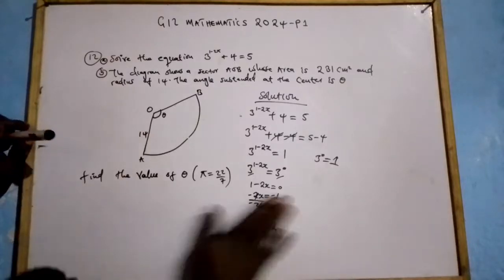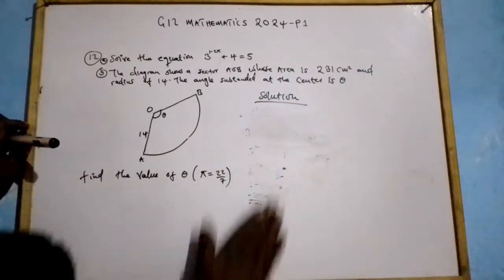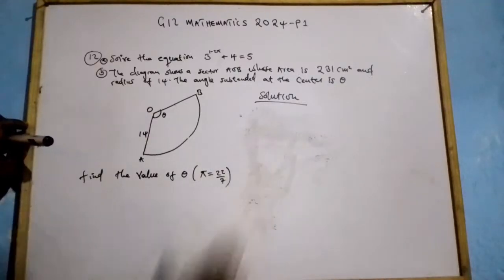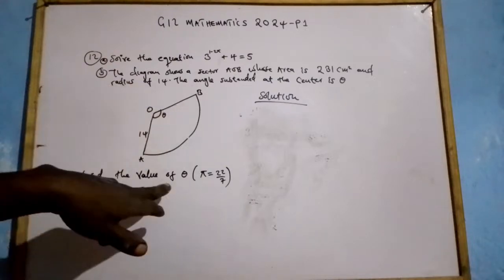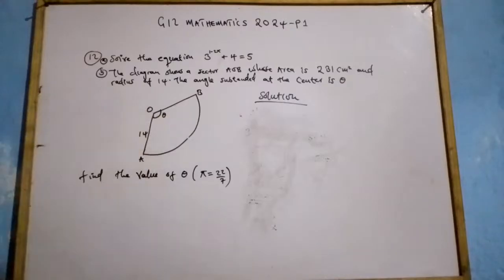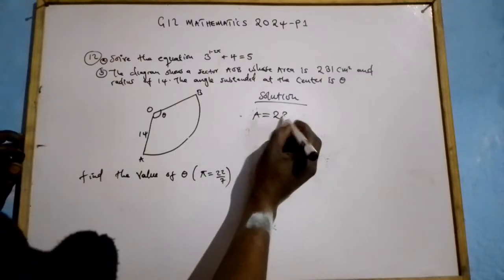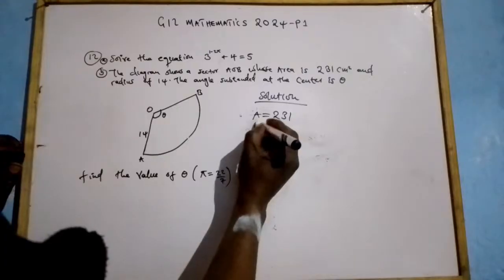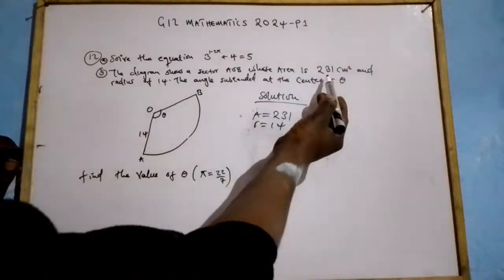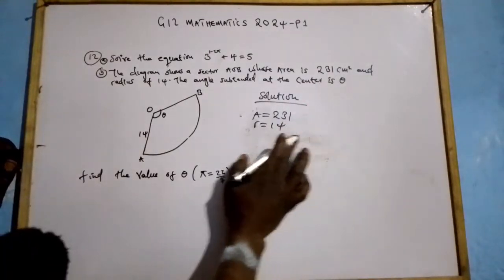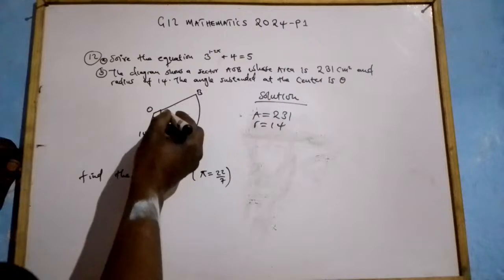Now let's move on to question 2. Let's create a space here. For question 2, we are told to find the value of theta. We are given that the area is 231, and we are given a radius of 14. If you are given the area, you must use the area formula to find this angle, which is subtended at the center.